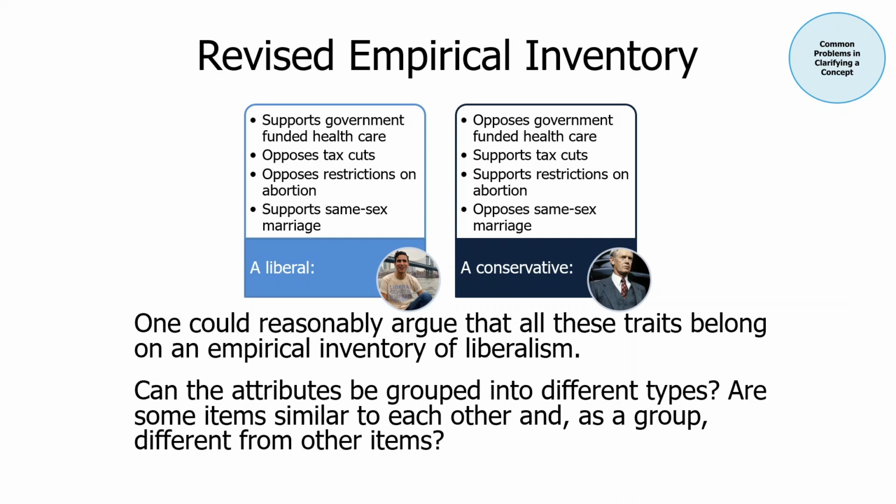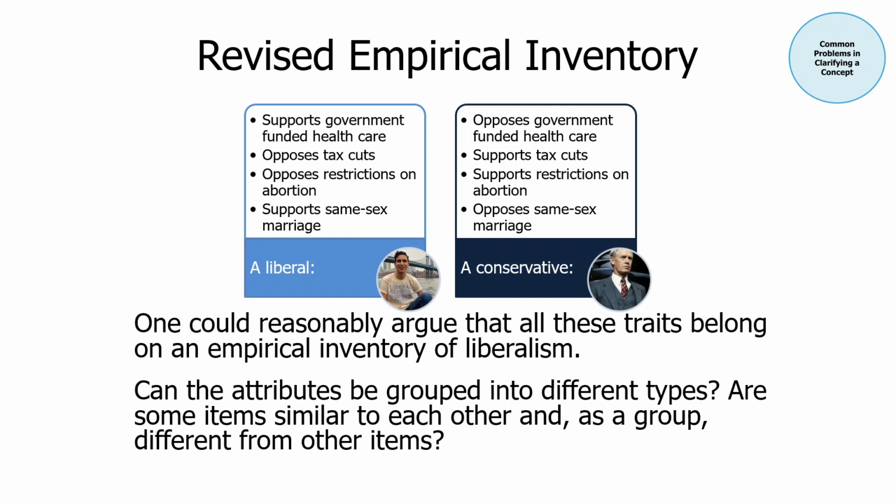All right, here's our reduced inventory then. We got rid of other measures that don't belong, but we settled on these 4 traits: healthcare, tax cuts, abortion, and same-sex marriage. Now, you've probably seen this distinction before. I would say all these belong. You can probably think of other traits that also could go on our list. One could reasonably argue that all these traits belong in an empirical inventory of liberalism, conservatism.